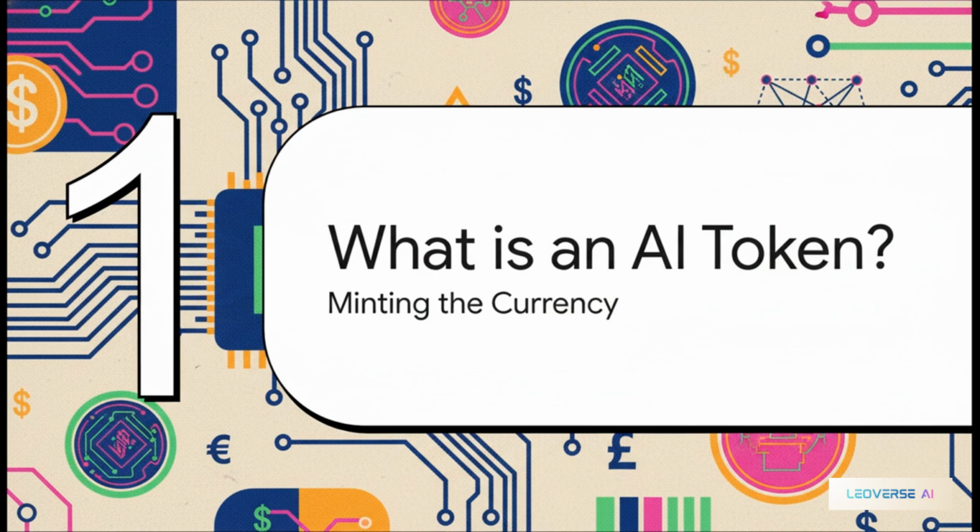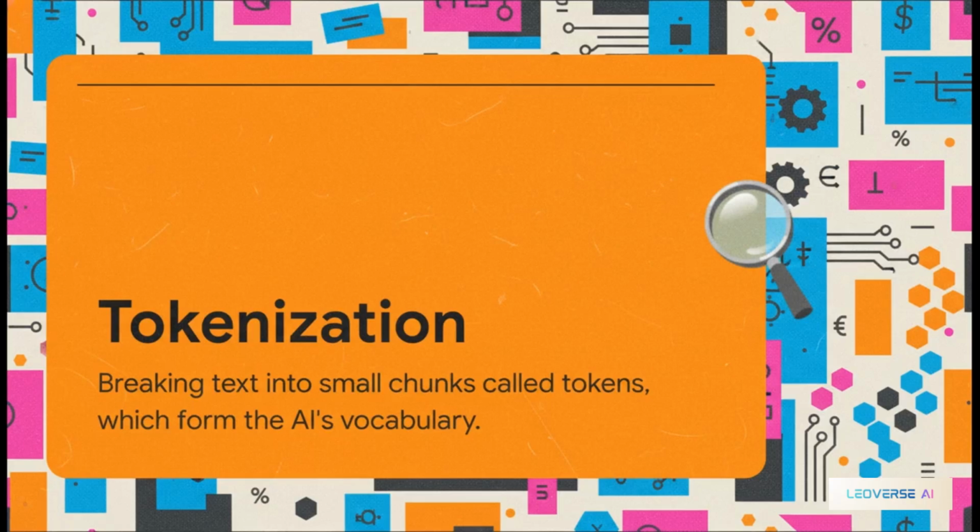Okay, so if tokens are a currency, how are they minted? What even is an AI token? Let's break it down. It all kicks off with something called tokenization. See, when you give an AI a prompt, it doesn't read sentences the way we do. The first thing it does is chop everything up into these tiny, manageable pieces called tokens. You can think of tokens as the model's Lego bricks. They're the only building blocks it actually understands.